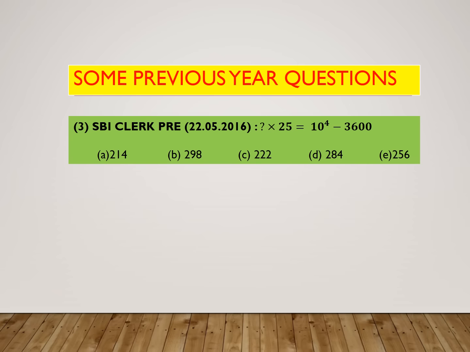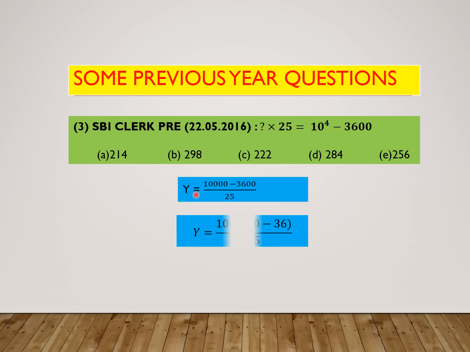The next question was asked in SBI Clerk Preliminary in the year 2016. Taking y to one side, we can write y is equal to 10,000 minus 3600 divided by 25. Taking 100 common, we can write y is equal to 100 into 100 minus 36 by 25, or 4 into 64. Therefore, the final value of y is equal to 256, option number E.